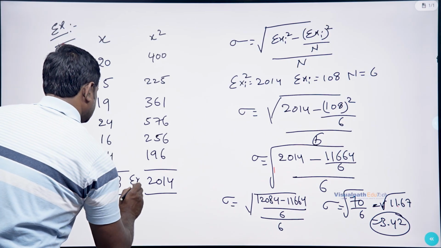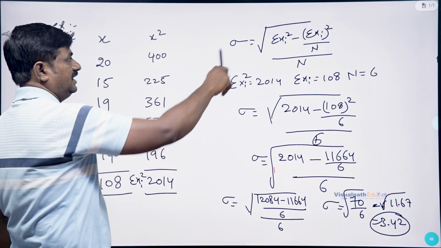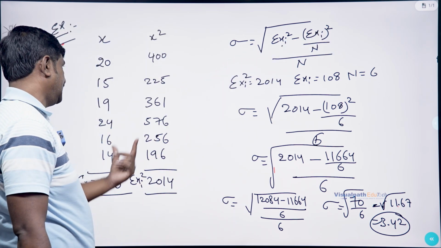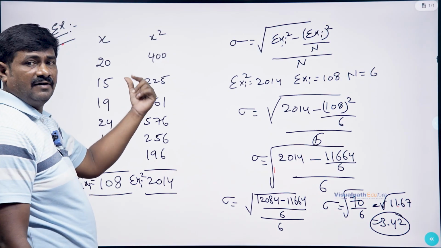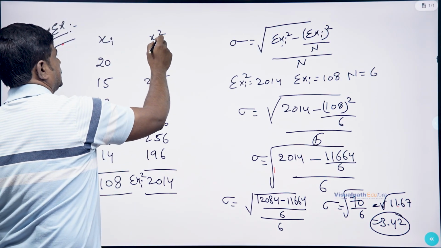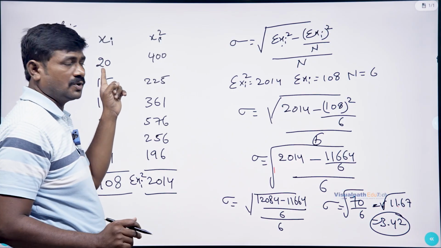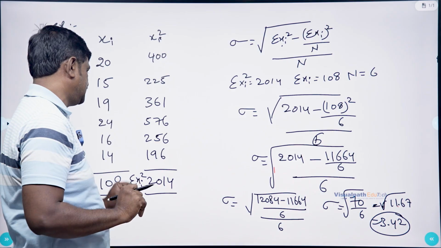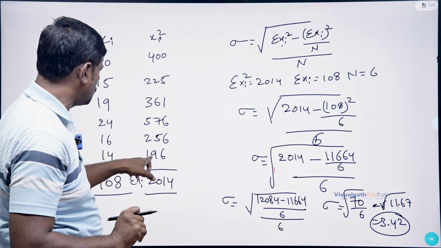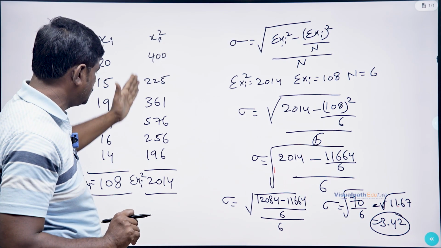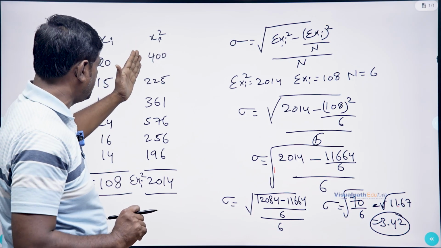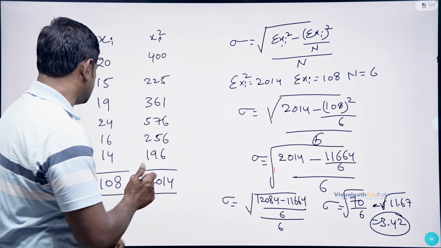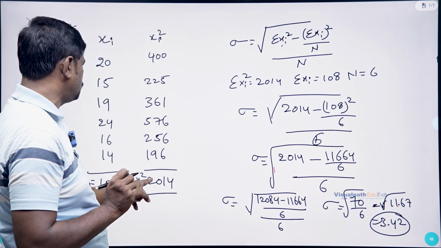Then here sigma xi square. So here we need sigma xi square and sigma xi. We already calculated sigma xi. To calculate sigma xi square, first of all we have to calculate xi square. So 20 square is 400, 15 square 225, 19 square 361, 24 square 576, 16 square 256 and 14 square, 14 into 14, 196. So the summation of these squares, 400 plus 225 plus 361 plus 576 plus 256 plus 196, total sigma xi square is equal to 2014.